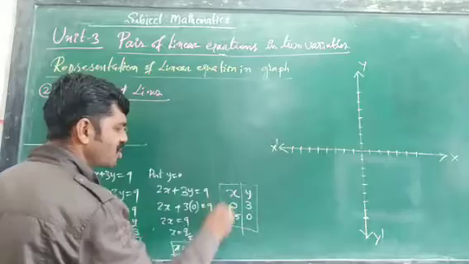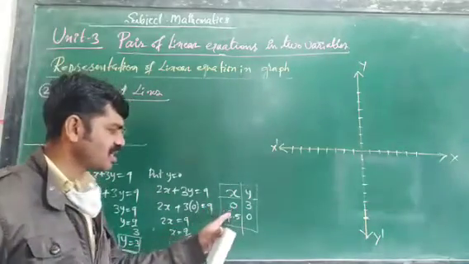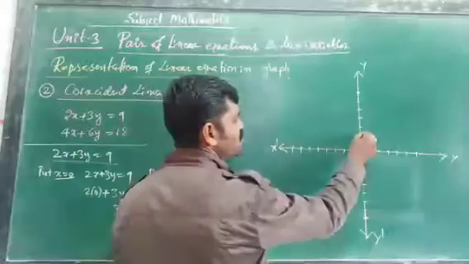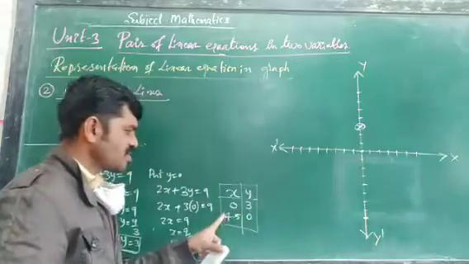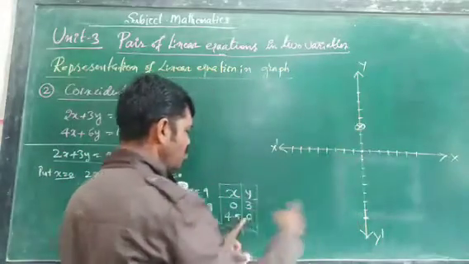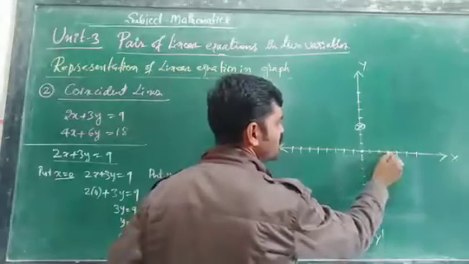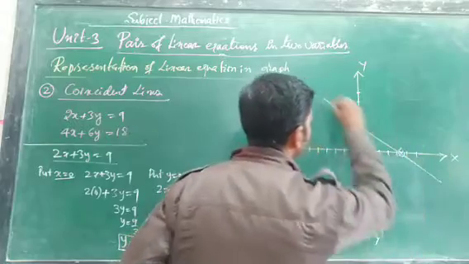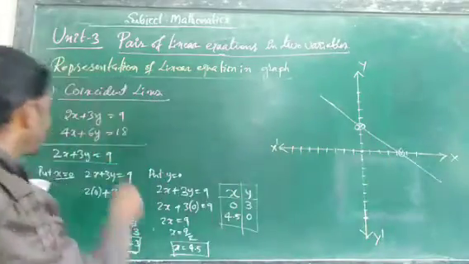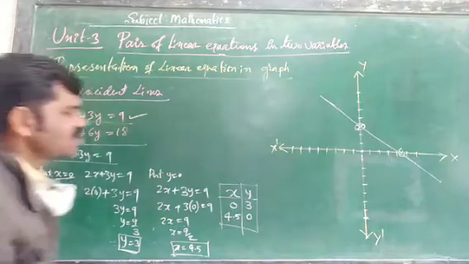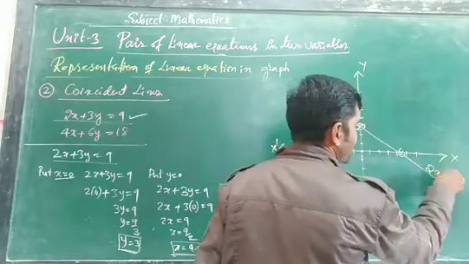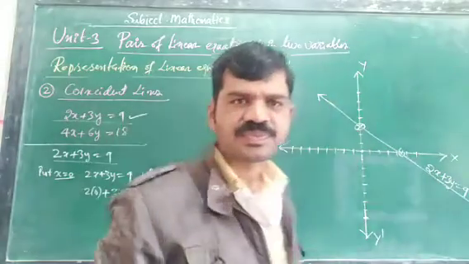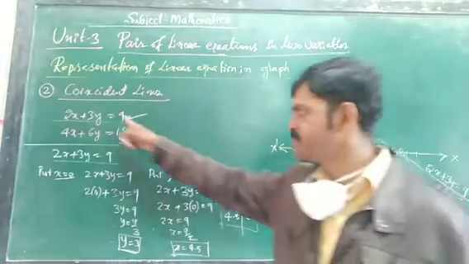This is just enough to draw a line in the graph. So let us draw this on the graph. x is equal to 0, y is equal to 3: 1, 2, 3, here is the point. When y is equal to 0, x is equal to 4.5: 1, 2, 3, 4.5. So this is the point. If we draw a line like this, we will obtain a line, and the name of this line is 2x plus 3y is equal to 9. So this is one line we have obtained.